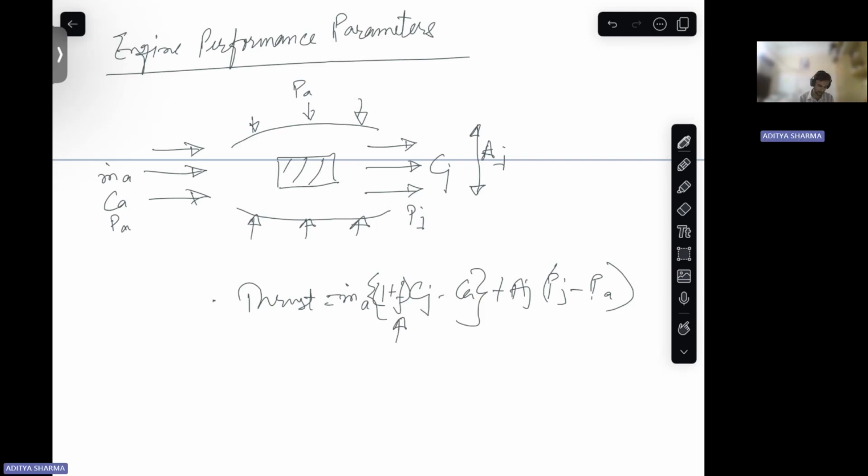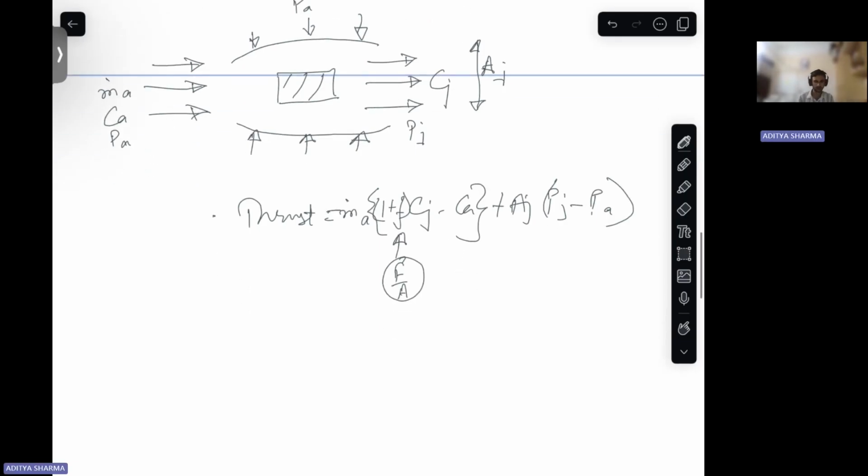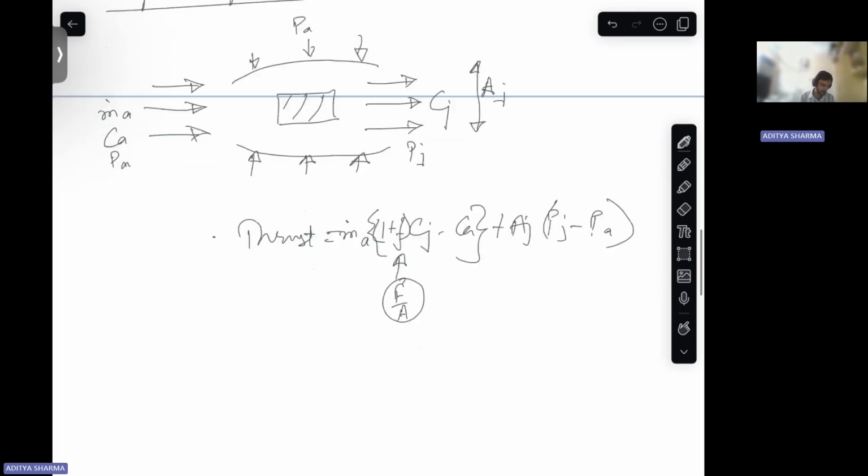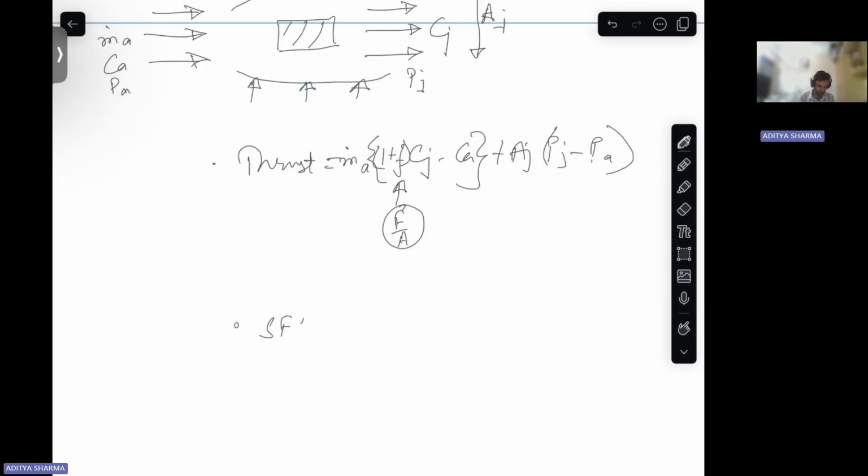F basically is fuel to air ratio. This is thrust. Then there are other parameters like propulsive efficiency, energy conversion efficiency, overall efficiency, thermal efficiency. And specific fuel consumption is there. What is specific fuel consumption? It is basically mass flow rate of fuel to thrust. So this is there.